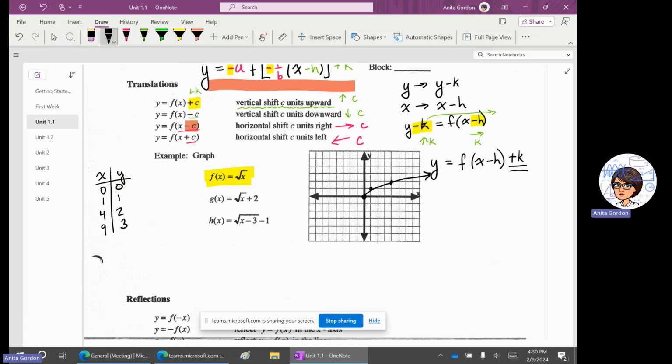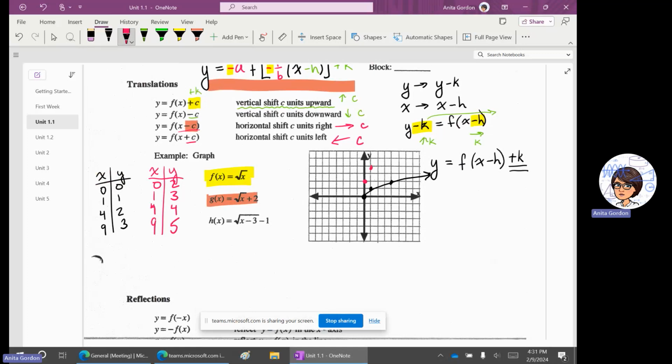Now, if I take my f of x and make a new function, g of x, and all I've done is take my original function and add 2, then my transformed function is going up 2. That means 0 plus 2 is 2. 1 plus 2 is 3. 2 plus 2 is 4. 3 plus 2 is 5. So all of my y values are getting shifted up 2.